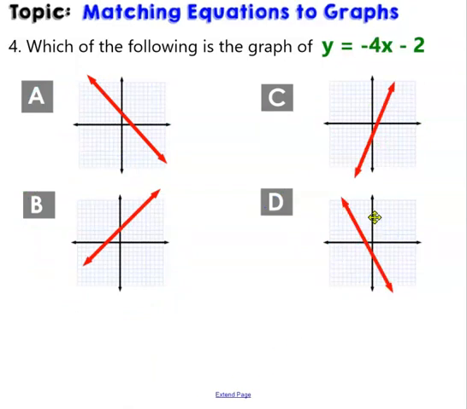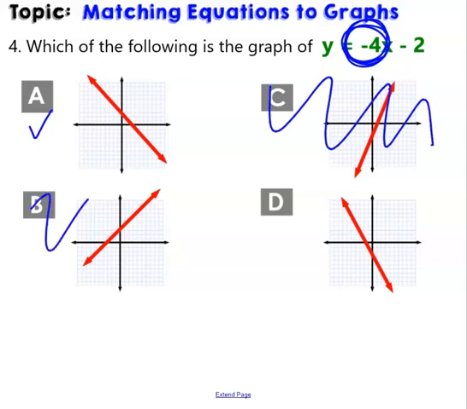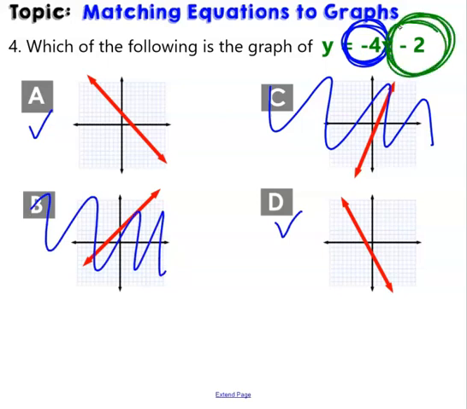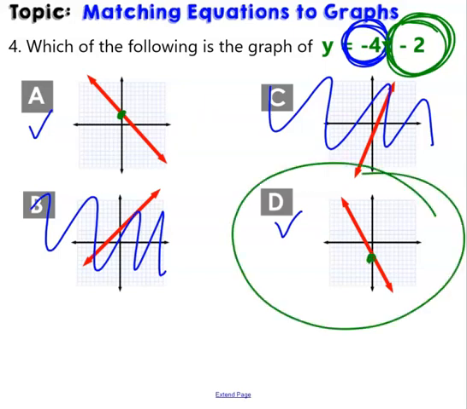Let's try another one. Take a look at all four. Let's focus first on the slope. What is it telling us? That the line is going downhill. Possible, not possible, not possible, possible. Now we move on to clue number 2. Where is it crossing the y-axis? At a positive number or a negative number? So the answer is D.